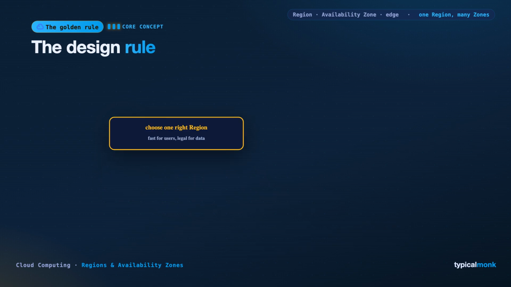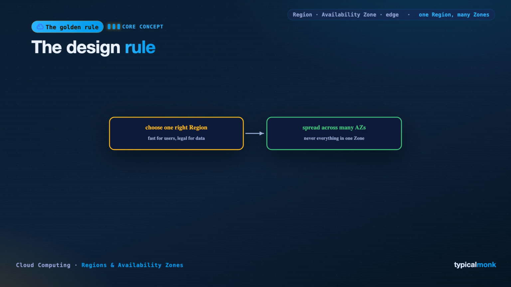Let us distill the whole class into the one rule that will serve you in every cloud design you ever do. First, choose the right region, the one that is fast for your users and legal for their data. That single decision sets where in the world your application lives. Then, within that region, always spread your application across multiple availability zones. Never place everything in a single zone if you care about staying online, because that quietly rebuilds the exact single point of failure the cloud was designed to eliminate.